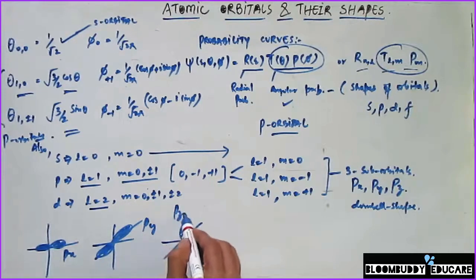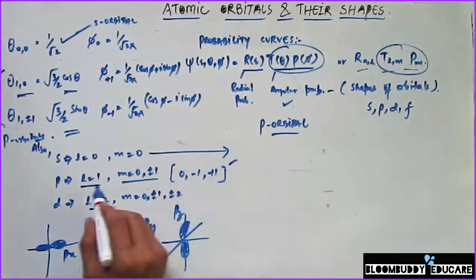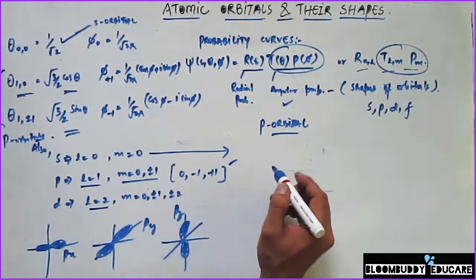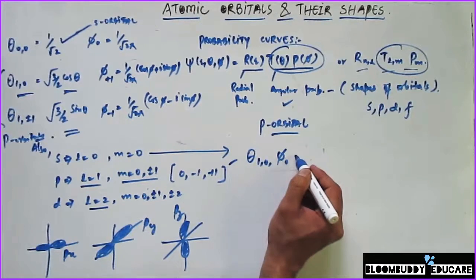This is the pz orbital. And the reason for labeling these p orbitals as px, py and pz is that when you try to solve these equations, that's the angular wave function for the p orbital, it is going to have 3 different suborbitals, right? So let's try to solve this equation. We'll see how we arrive at the 3 different orbitals. For the first case, L is 1 and m is 0. In that case, theta 1,0 and phi 0.